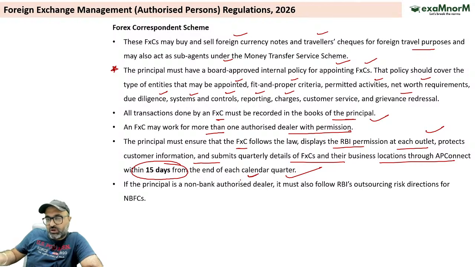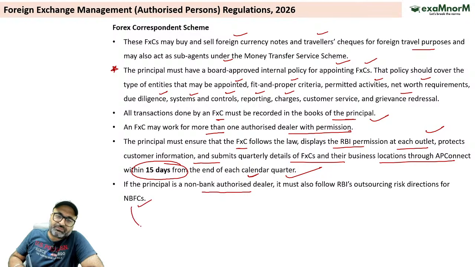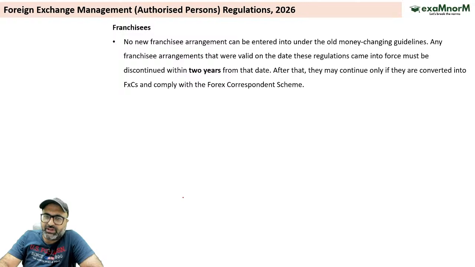जैसे ही आपका क्वार्टर कंप्लीट होगा, उसके 15 दिन के अंदर-अंदर you have to inform your location details. If the principal is a non-bank authorized dealer, it also follows the RBI outsourcing risk direction. अगर आप NBFC हैं and you are appointing a correspondent, then in that case you have to follow the risk directions which are given by RBI for NBFCs.